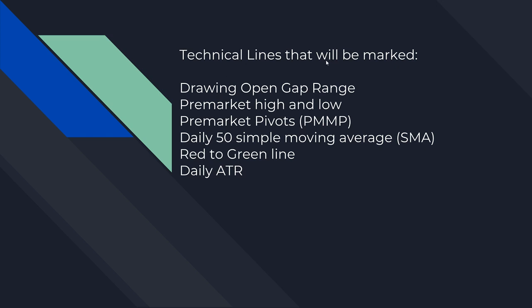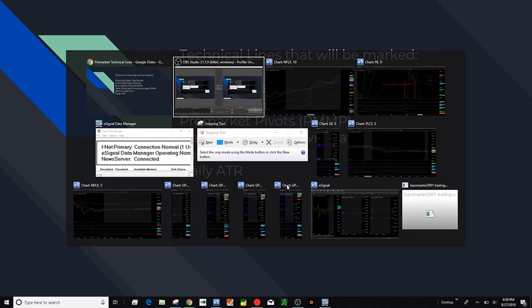The technical lines that will be marked today will be the opening gap range, pre-market high and low, pre-market pivots, the daily 50 simple moving average, because that's going to be within the range there, a red to green line, and daily ATR. All right, so let's get to it.